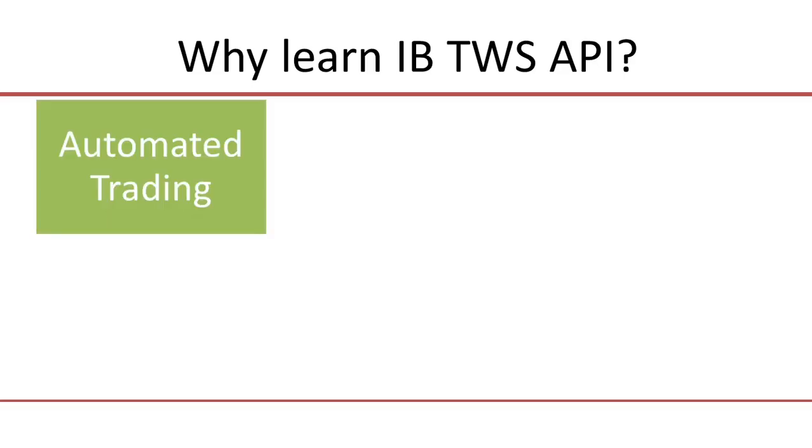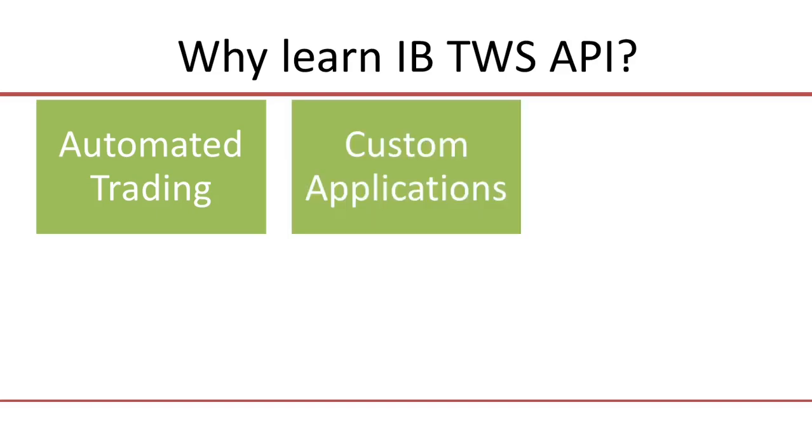First, you can use TWS API to automate your trading. If you use systematic entry and exit rules for your trading and investing process, then you can either fully or semi-automate your trading or investing strategy.